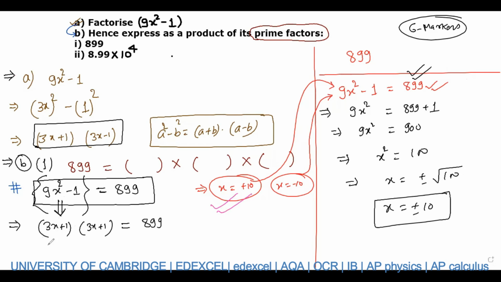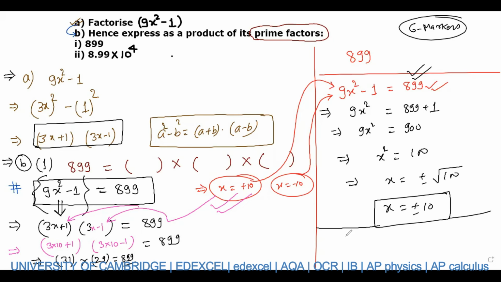Okay, so if we put x is equal to 10 in both the factors, what will you get? This will be 3 into 10 plus 1 and 3 into 10 minus 1. Sorry, let me correct, it's 3x minus 1. So you will get 899. So the factors will be 31 into 29 is equal to 899. And as you know, 31 and 29 are both prime numbers. So this completes our answer. We can write 899 as 31 into 29. That's the answer of the second part.